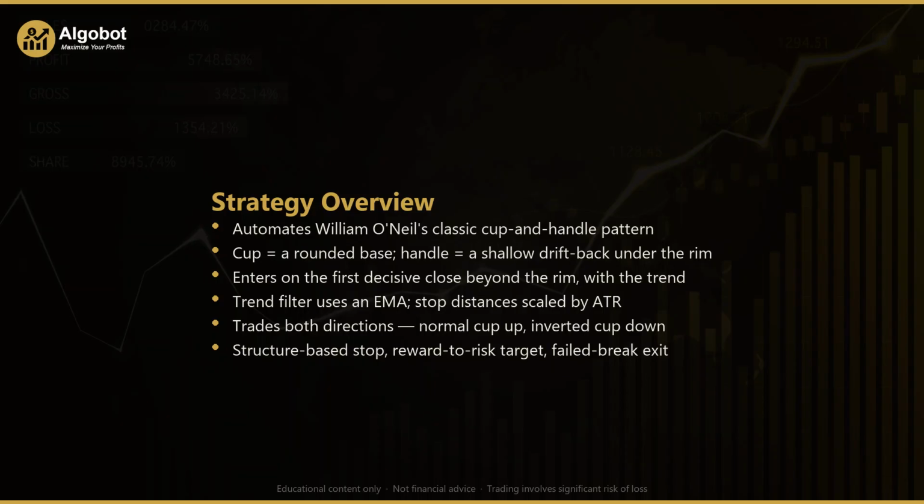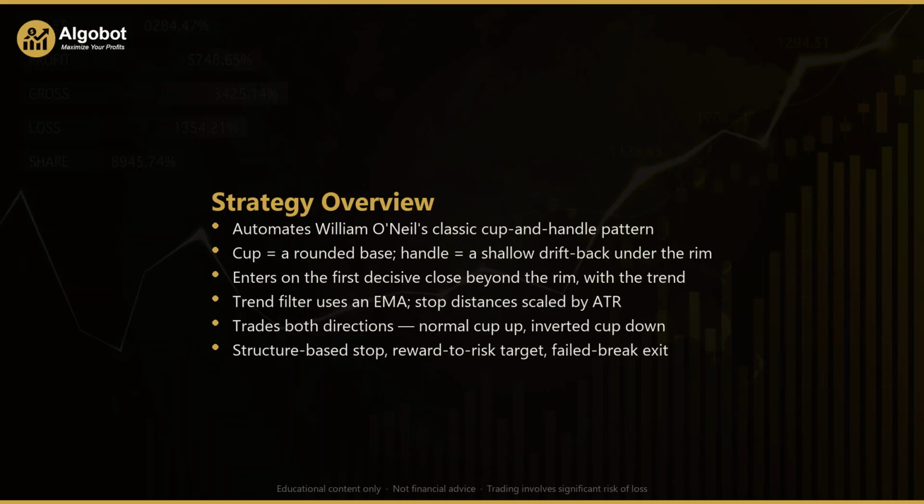Price geometry defines the pattern itself. An exponential moving average, the EMA, with a default period of 100, provides trend context, because a cup and handle is a continuation pattern. The strategy only takes breaks that agree with the prevailing trend. An ATR, with a default period of 14, scales every threshold and every stop to current volatility, so the logic adapts as market conditions change.